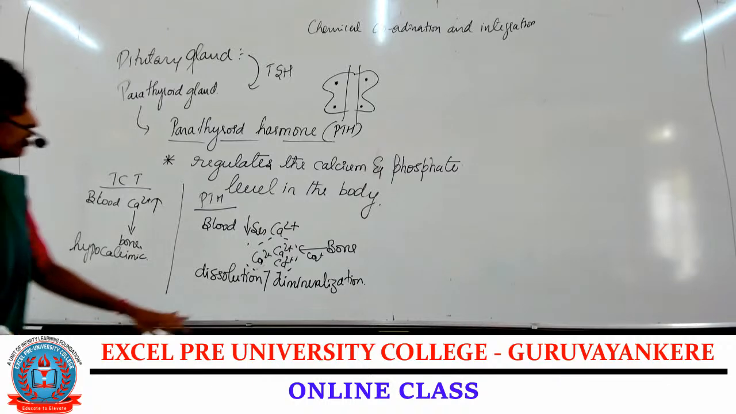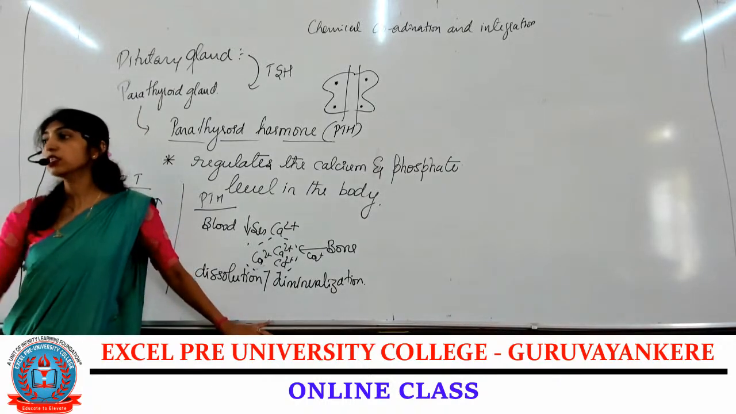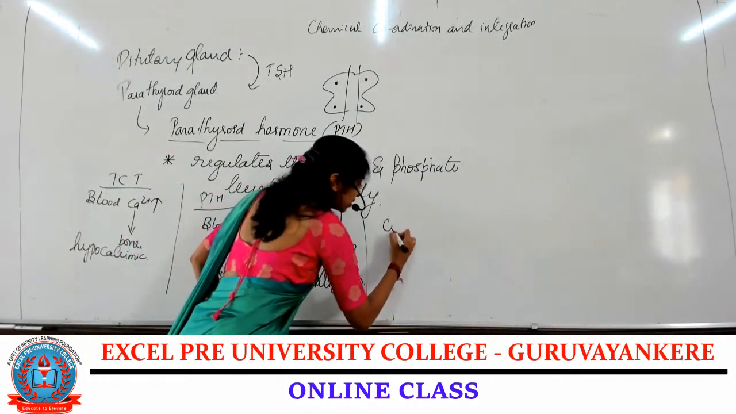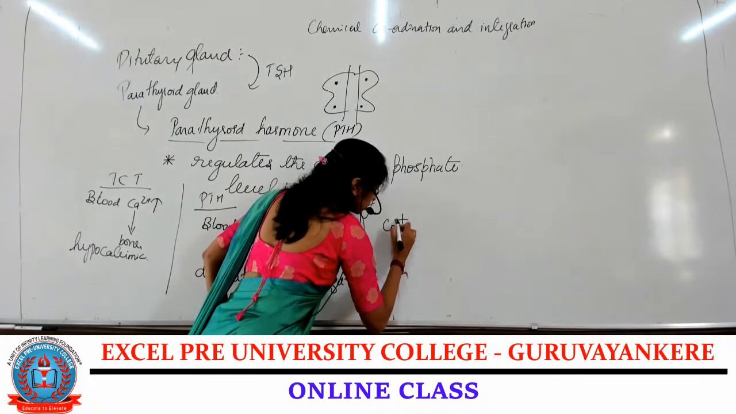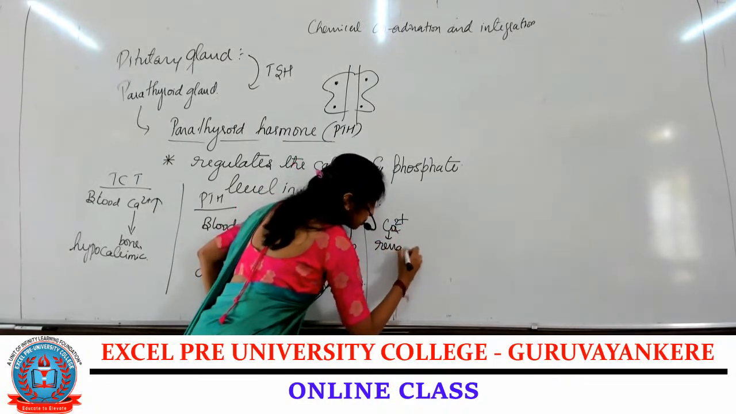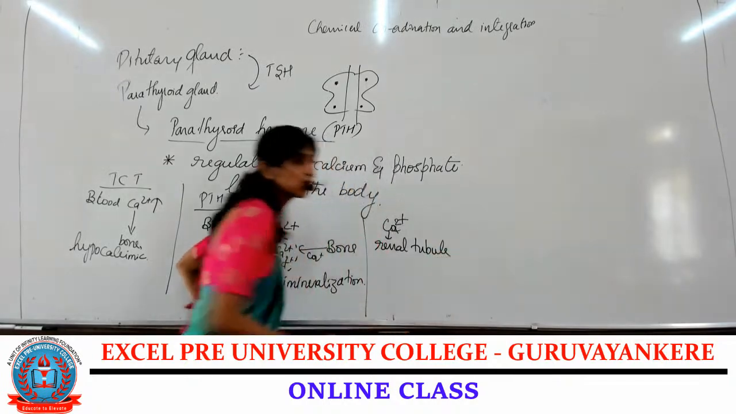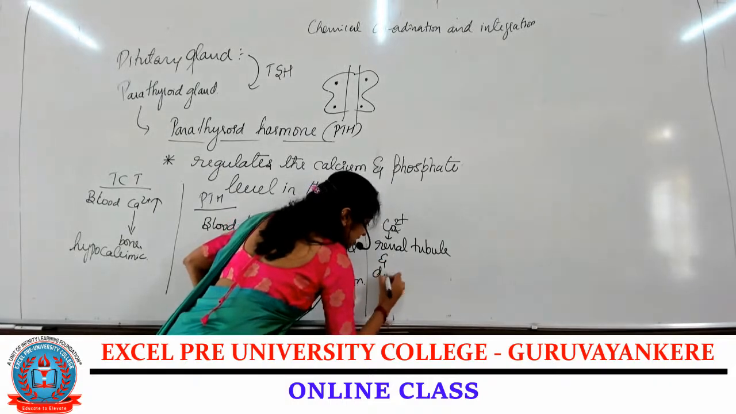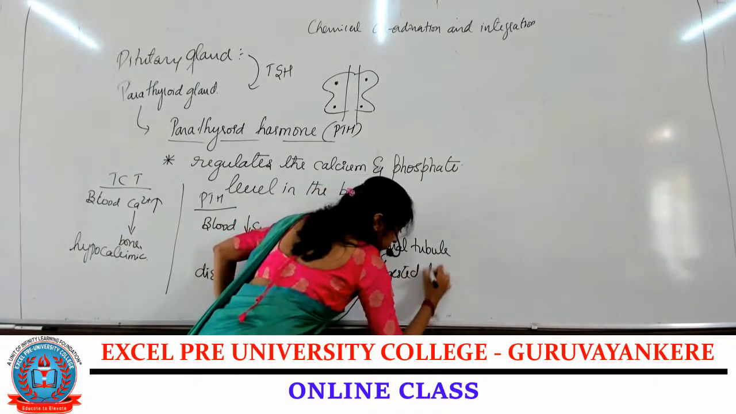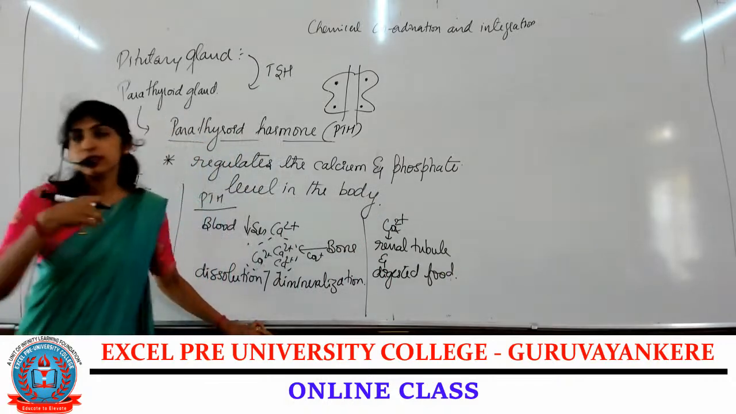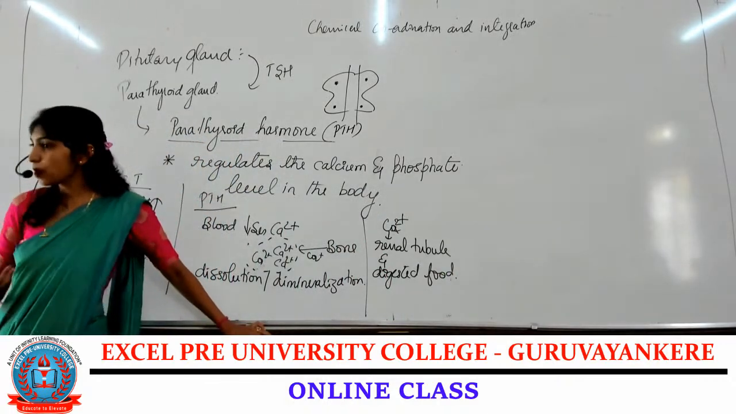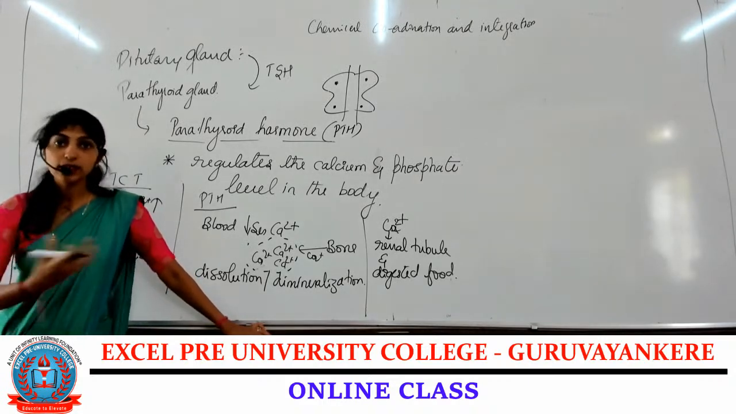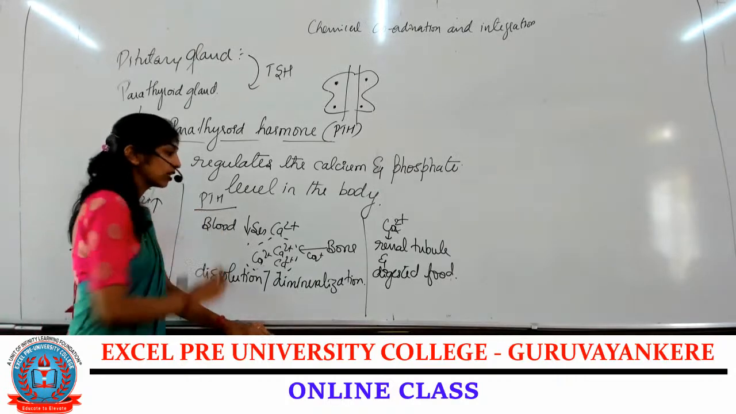Clear? It is not only from the bone. Parathyroid hormone does not only absorb the calcium from the bone. Along with that, calcium is also absorbed from the renal tubules and from the digested food. After food digestion, during absorption, the calcium also moves to the blood. That is helped by parathyroid hormone.